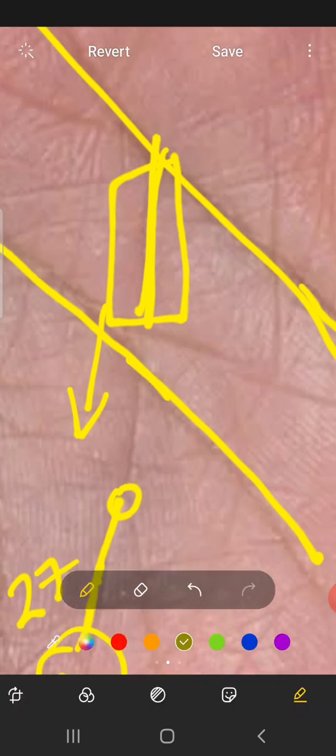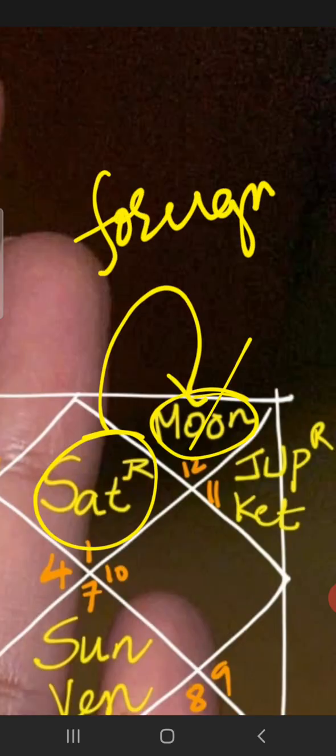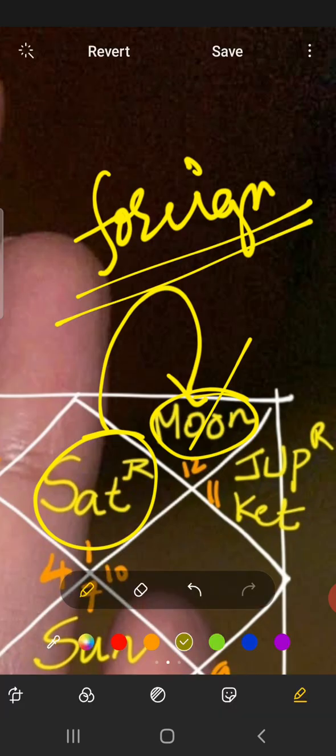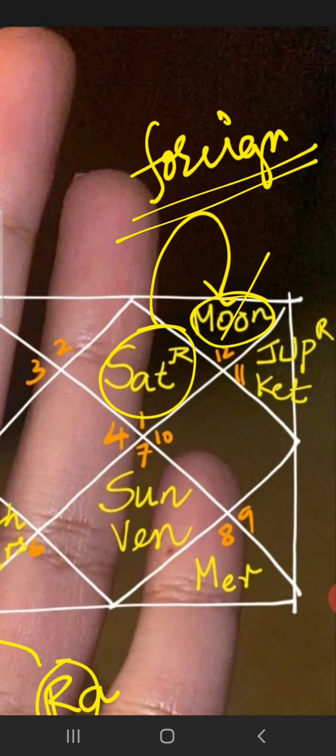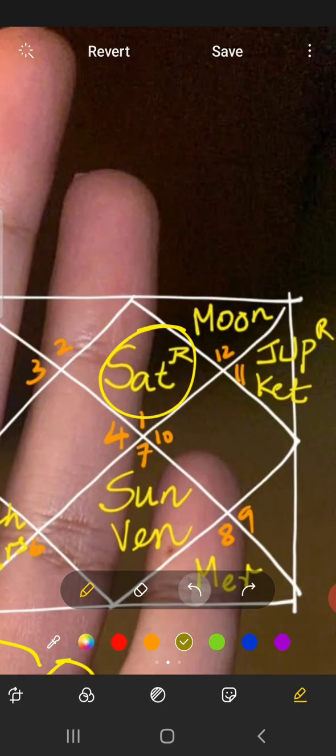Or because moon also represents foreign, there is a very strong possibility that she will have some kind of foreign settlement or displacement from her homeland. That means she will move out of the place where she is currently residing. These are the two predictions that we can get from the Shani Rekha. So let me sum it up.